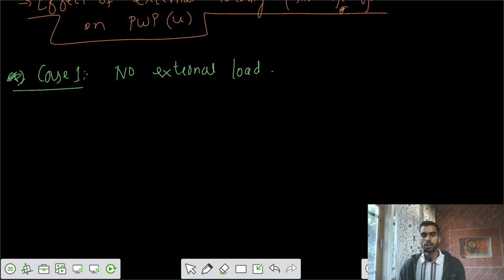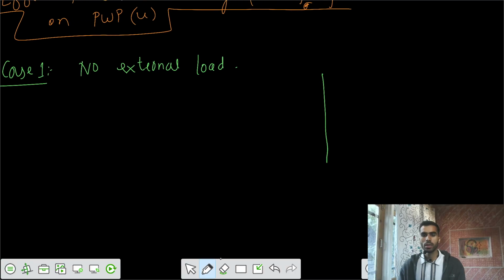Let's have an example. Let's take an example of that. I would say this is your dry soil. This part of the soil is dry.